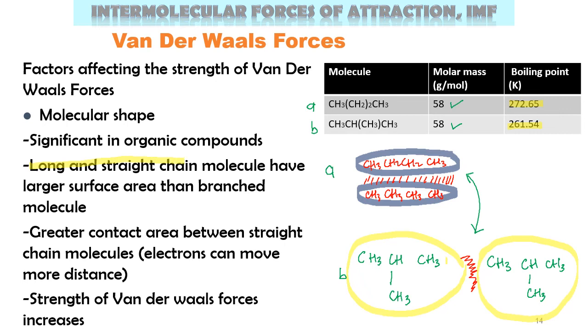Long and straight chain molecules will have larger surface area in contact compared to branch molecules. Okay, so ini adalah long and straight molecule, and for B ini adalah branch. Okay, branch tu maksudnya ada cabang lah. You can see here bercabang. Okay.